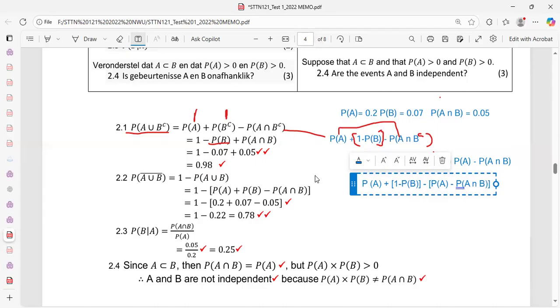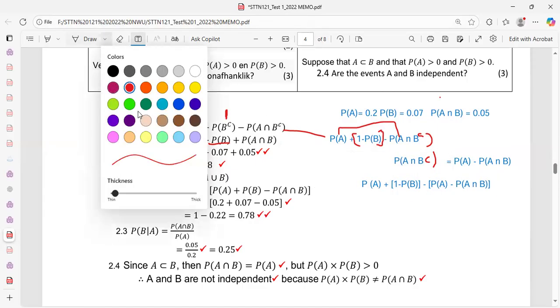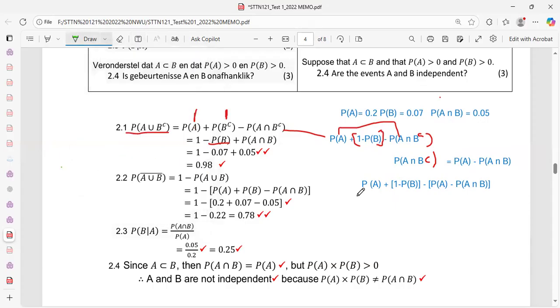Look at this. I'm going to change the thing to this one here. Okay, look at this. The probability of A plus 1 minus the probability of B. According to this, it comes from this one here. Guys, look at this. And then now, probability of A here minus probability of A and B. It comes here from this one. You're going to add them here.